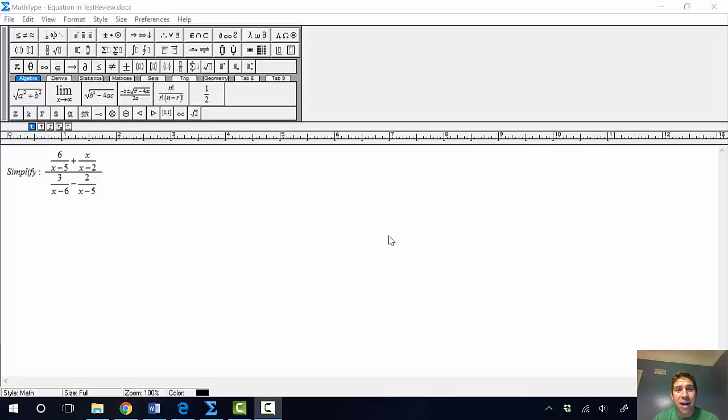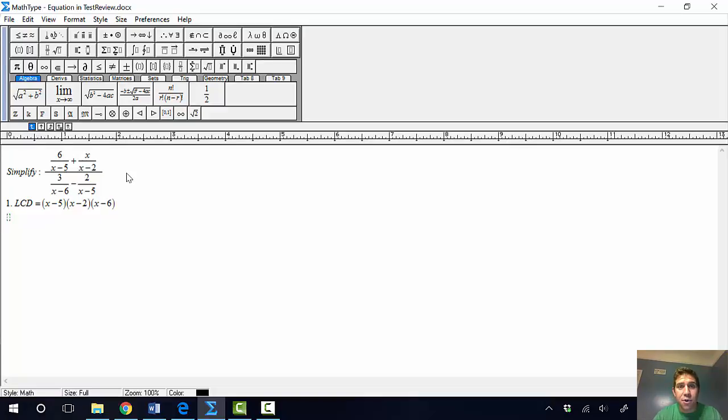Here's a complex fraction to simplify. The first step is always to identify your LCD. My LCD in this case is going to be the product of each distinct factor. I have an x minus 5. I technically have two of them, but since there's only one in each denominator, I only need one. Also x minus 2, and finally x minus 6.